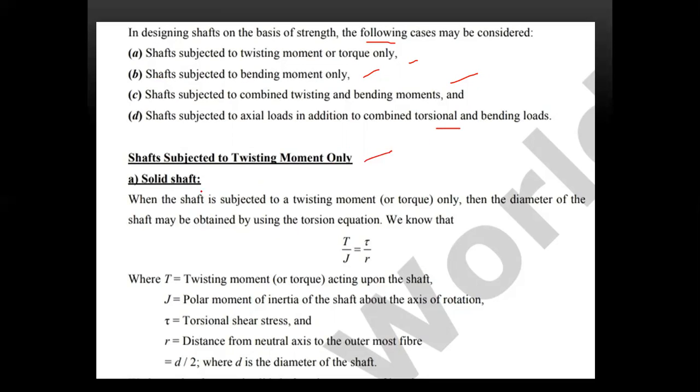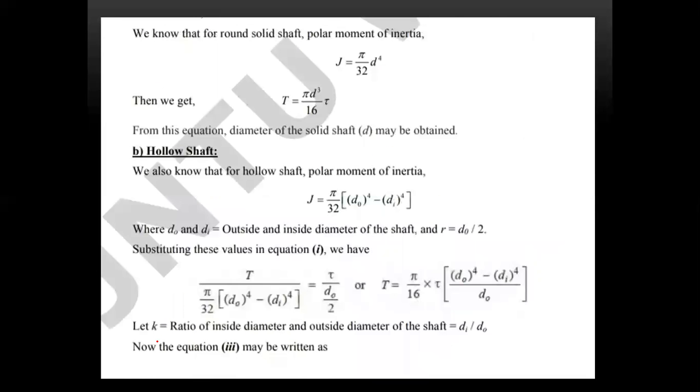Shaft subjected to twisting moment, solid shaft: T by J is equal to tau by R. So the notation here, you look at once. Next, for the solid shaft, the moment of inertia J is equal to pi by 32 d to the power of 4. So about these shafts too, if you see your design data book, you can see all the content I am teaching now, right? Now we get T is equal to pi d cube by 16 into tau. So with this equation, we determine the diameter d.